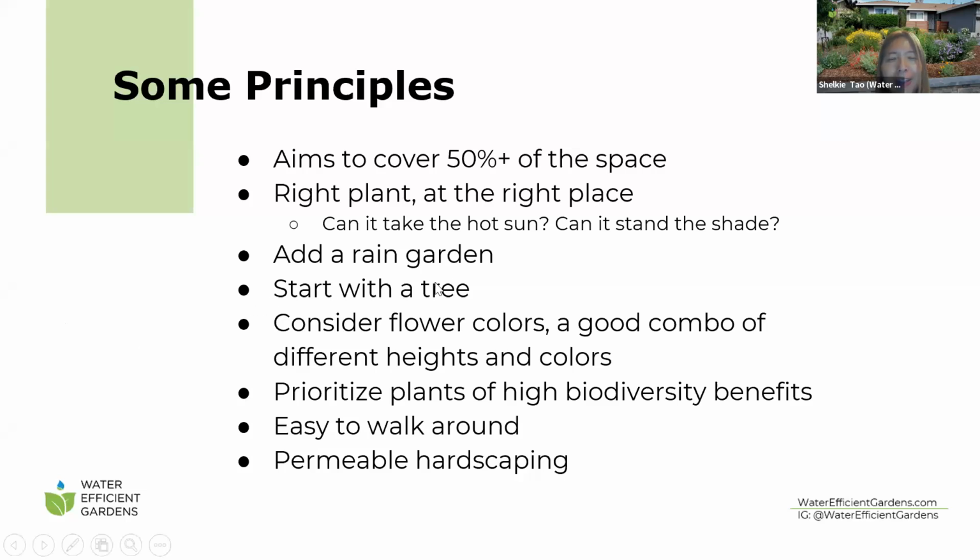At the rain garden, we talk about this. Put a tree in the garden. It really can do the environment so much good. Consider the flowers and a good combination of different heights and colors when you pick the shrubs and perennials. Prioritize plants of high biodiversity benefits.